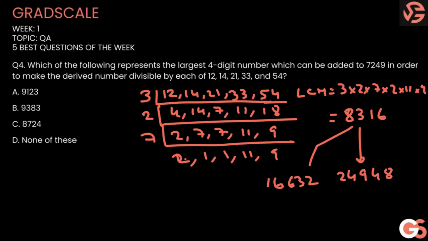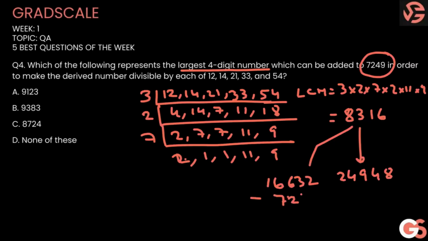Now let's go back to the question again. What is it trying to ask? So it is trying to ask for the largest 4-digit number which can be added to 7,249 in order to make the derived number divisible by these 5. So let's subtract this and find out which of the differences actually is a 4-digit number. So basically that's what the question maker is trying to ask.